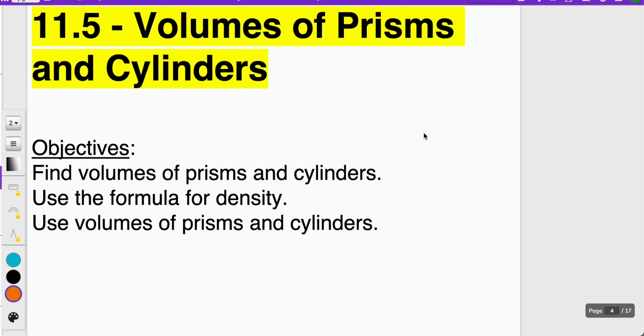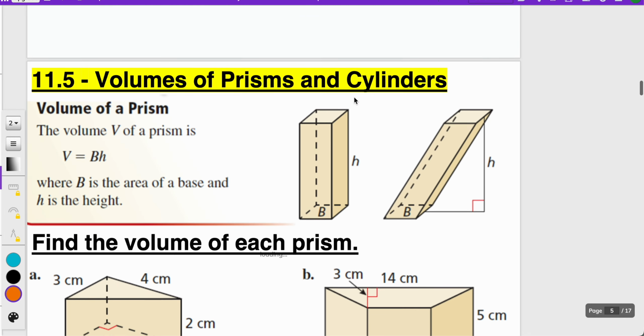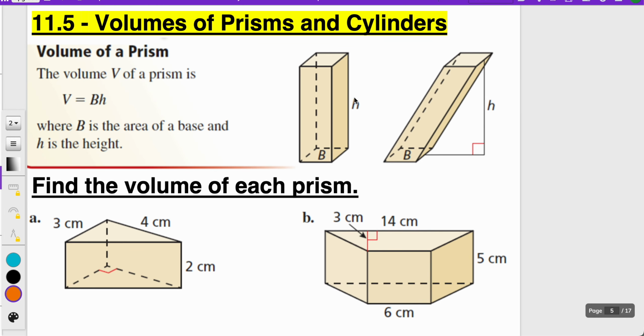Today we're looking at volume of prisms and cylinders, so we'll be able to find the volume of a prism and a cylinder, check the formula for density, and also be able to apply that. First thing we want to know is what is the volume of a prism, and the prism can be found by finding the area of the base times the height.